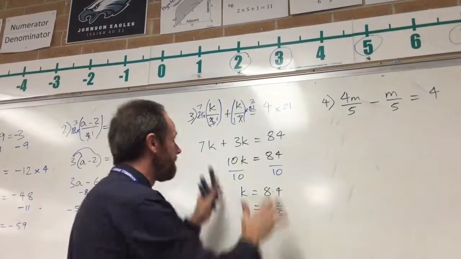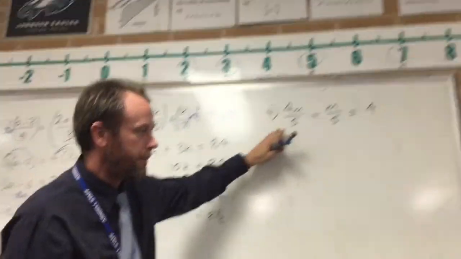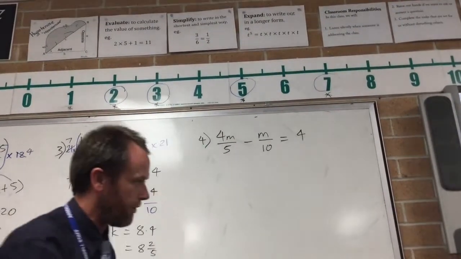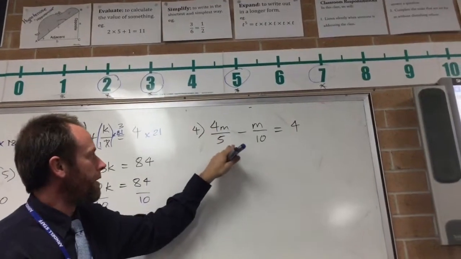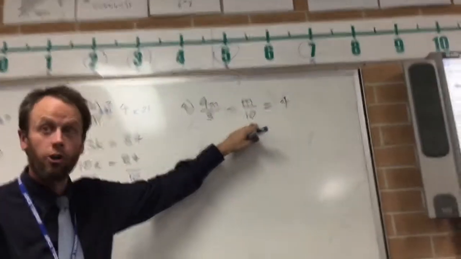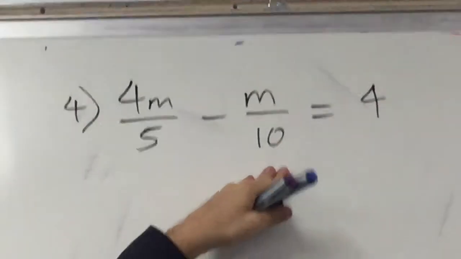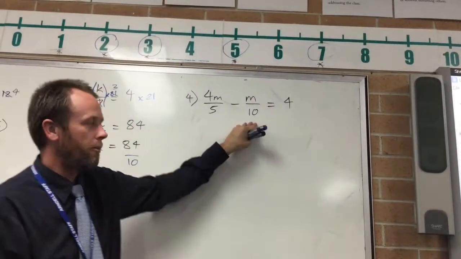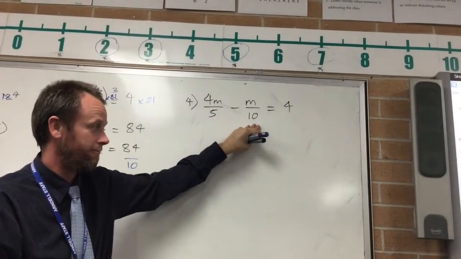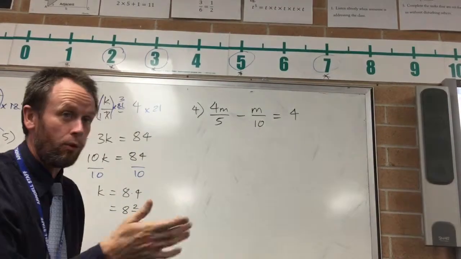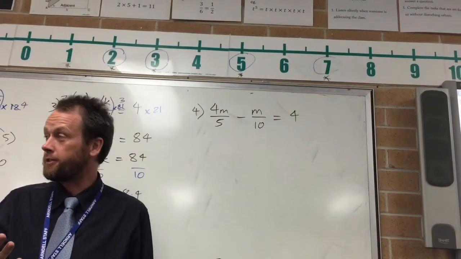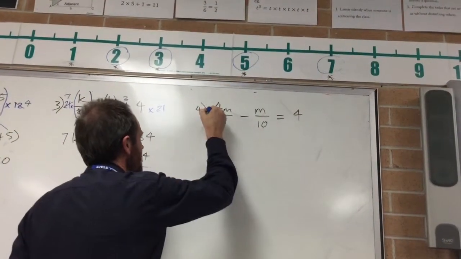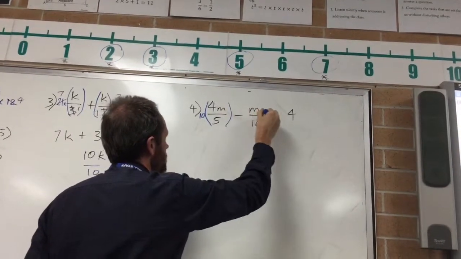Question 4. Very similar to question 3. Although in this case I've made a mistake, haven't I? Should have been over 10. That's what the question asks. 4m/5 minus m/10. Lowest common multiple is 10. So I don't actually need to do very much to solve this one. So our lowest common multiple happens to be 10. And you'll see that works out nicely. Instead of having to multiply by 50, which could be very problematic, I actually only need to multiply by 10 on each one.